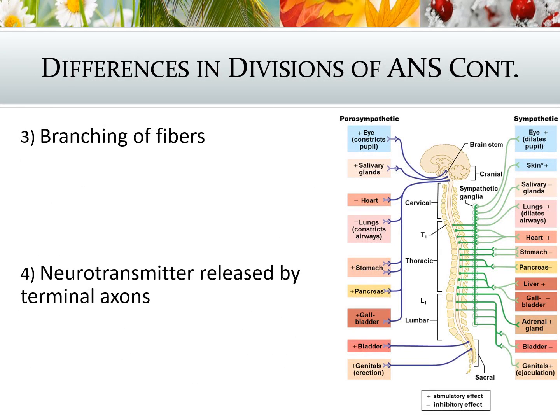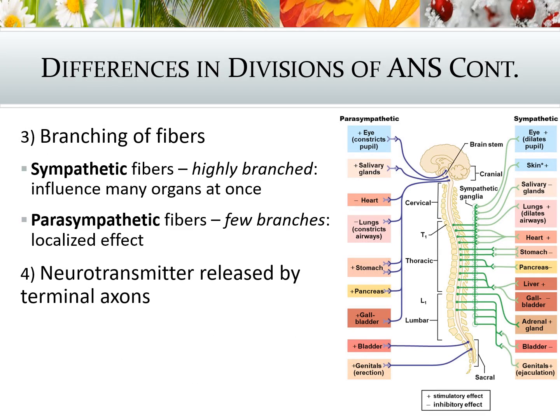Our third difference between the divisions is the branching of fibers. In the sympathetic division, we have highly branched postganglionic fibers, so that these fibers can influence many organs at one time, which is really good if you want a very quick response, right? That's important in our fight or flight response. Whereas in the parasympathetic system, we have very few branches because it's more of a localized effect, so it's just going to stimulate that local organ or gland.